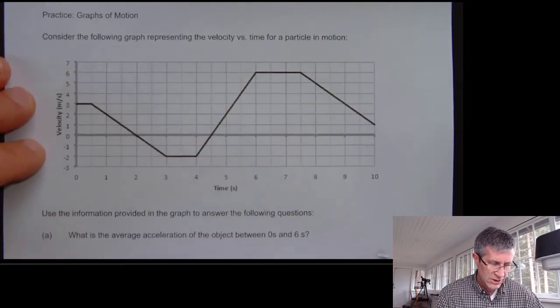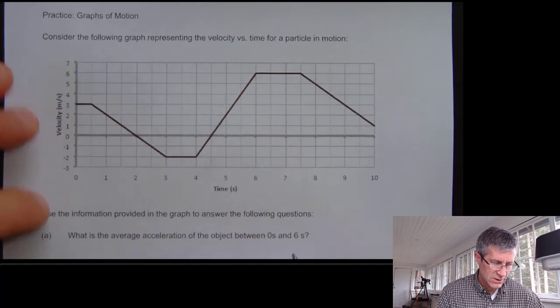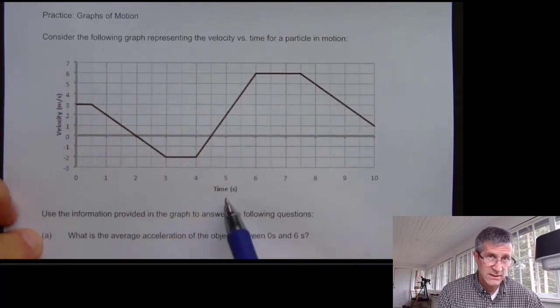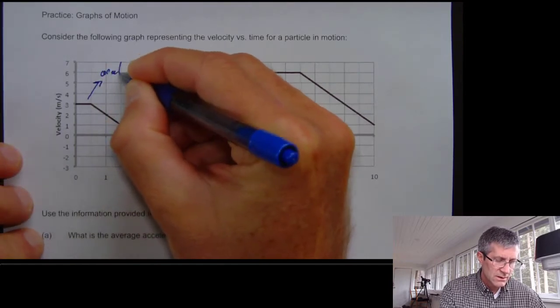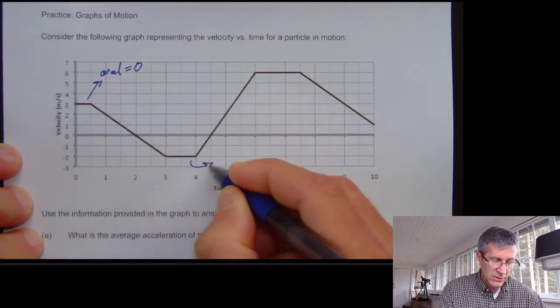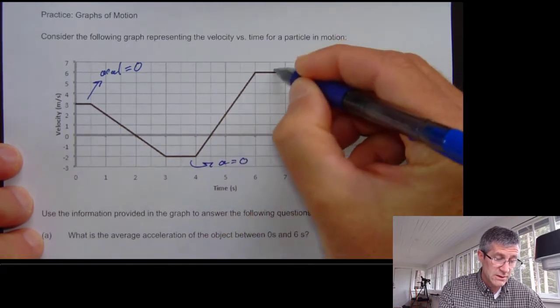A few questions, information from the graph. So what's the average acceleration? Now I'm on a velocity time graph. So the slope from this is telling me acceleration. So here my acceleration is 0. Here my acceleration is 0. Here my acceleration is 0.